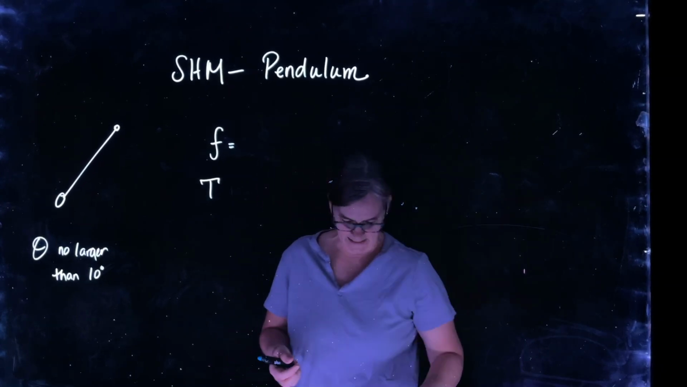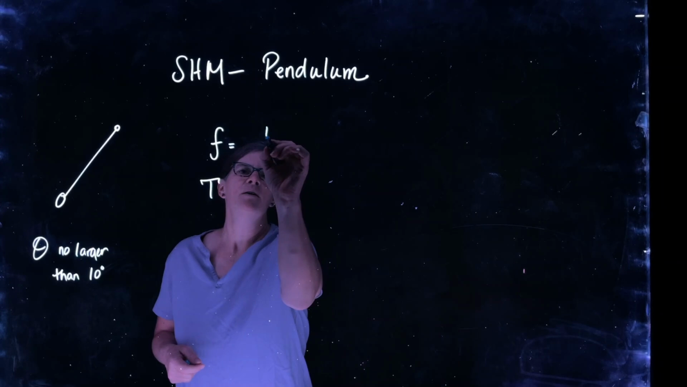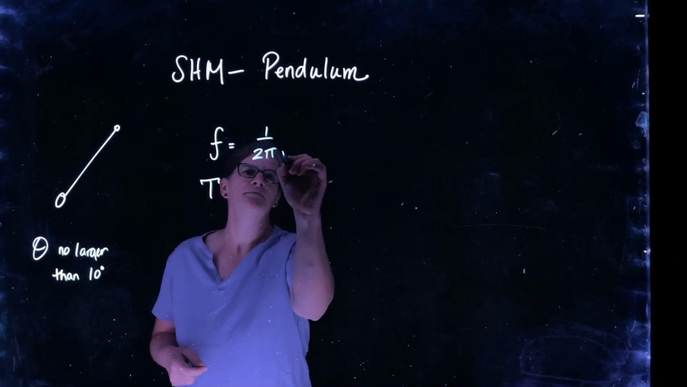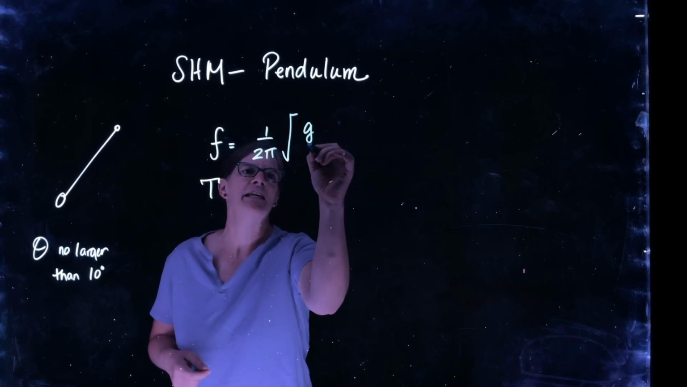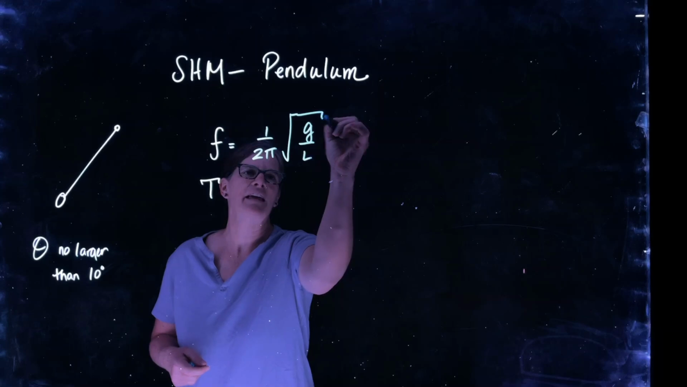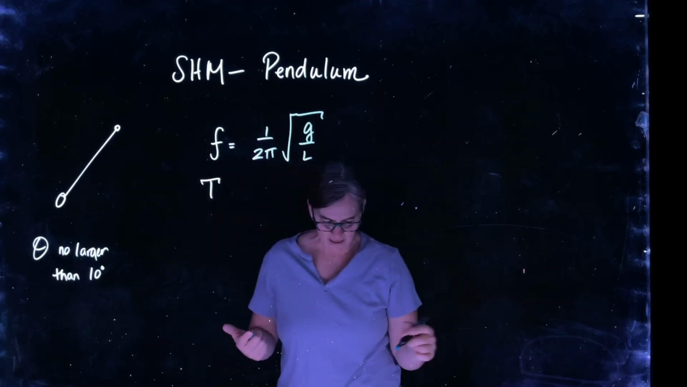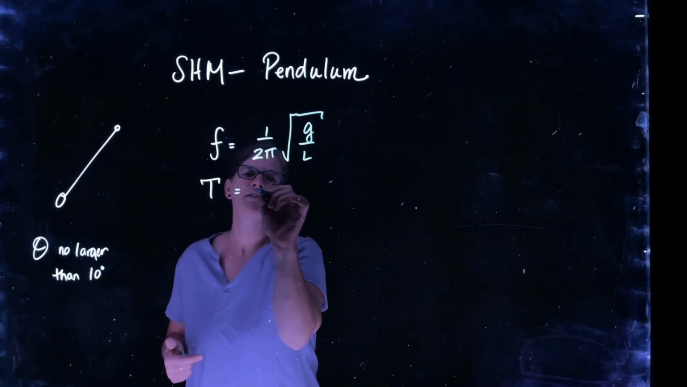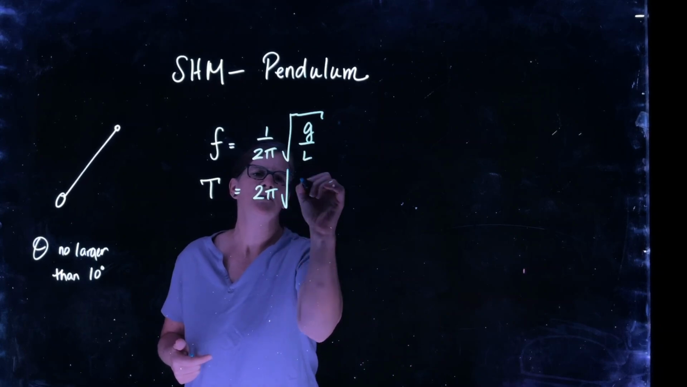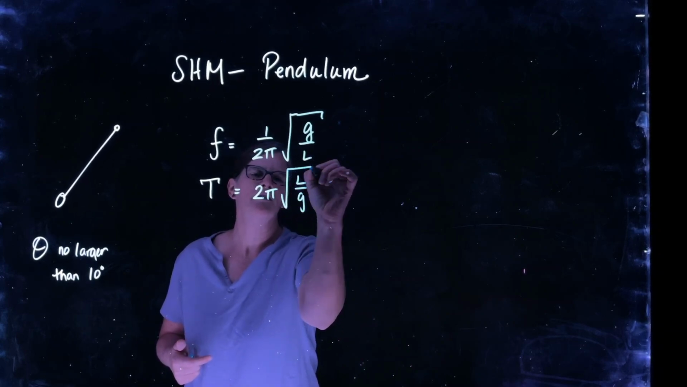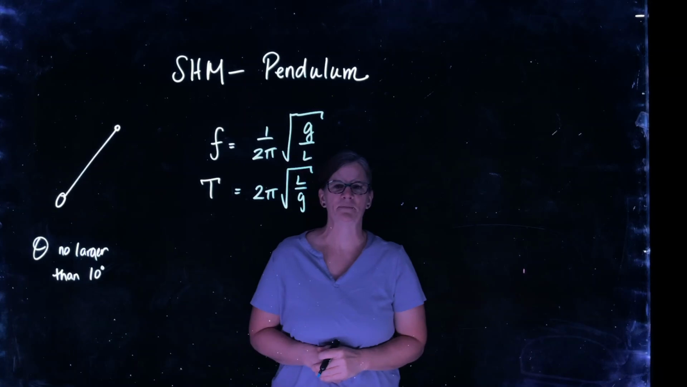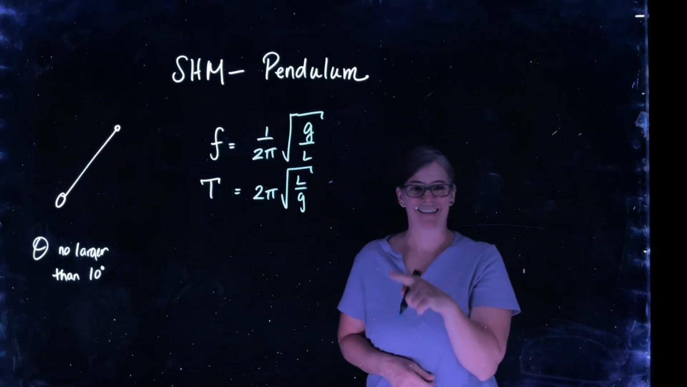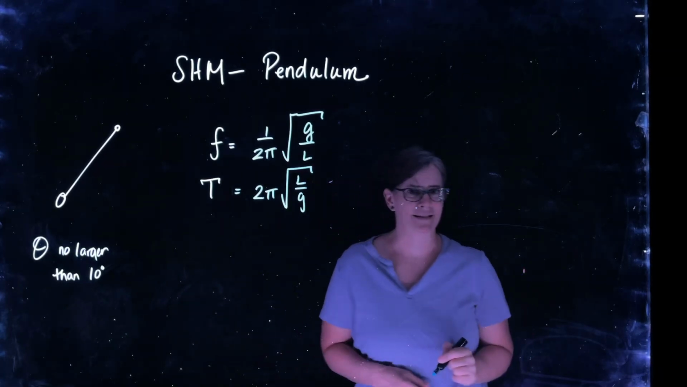The frequency is given by 1 over 2 pi times the square root of g over the length. And our period, then, of course, is the inverse of that. So it is 2 pi times the square root of the length over our acceleration due to gravity. Now notice what's not in there. The mass isn't in there.